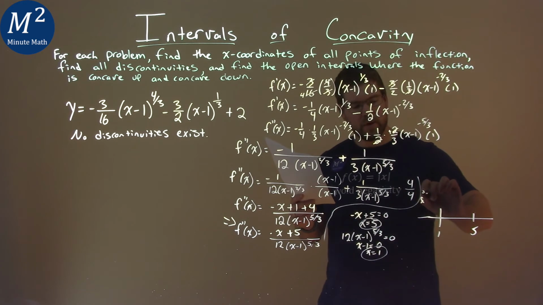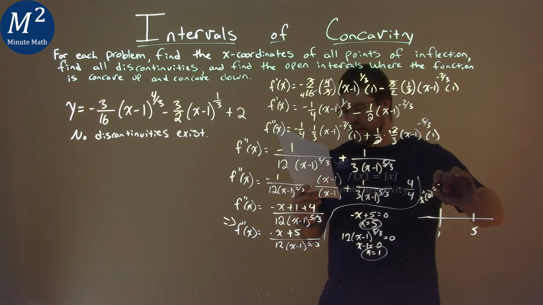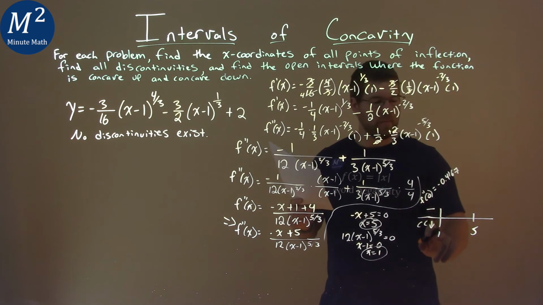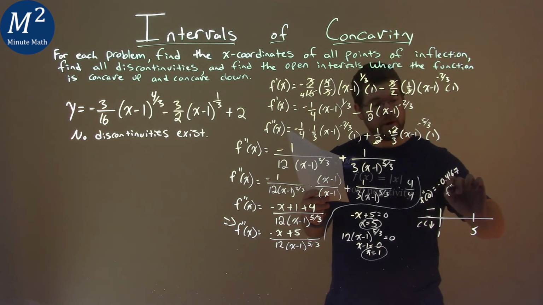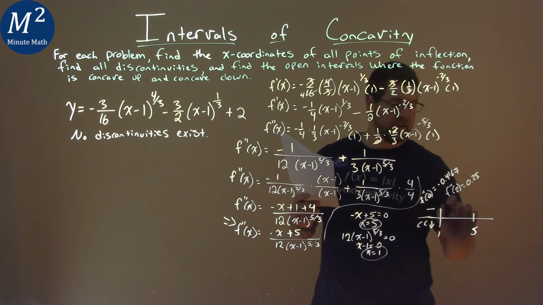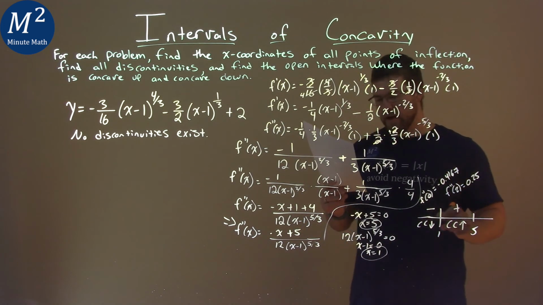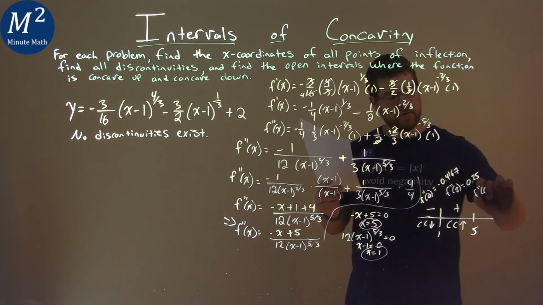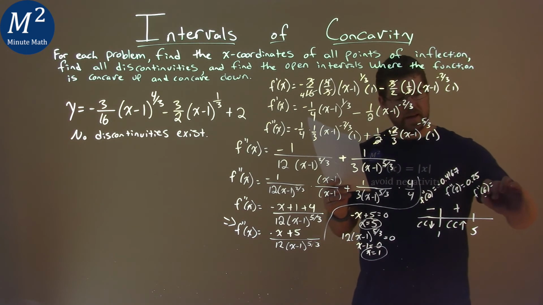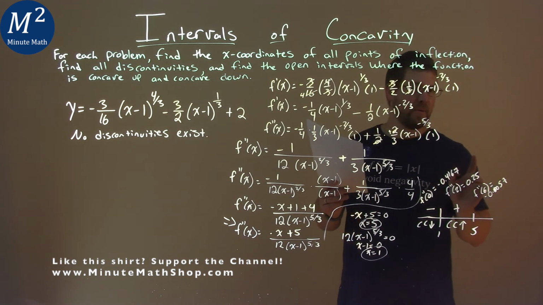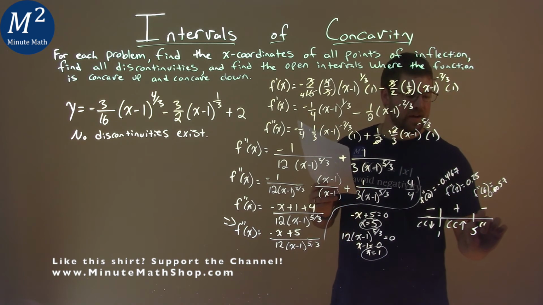So I found f double prime of 0, and that came out to be a negative 0.4167. It's negative, that's all I care about, meaning we're concave down here. Between 1 and 5, I picked 2, so f double prime of 2 came out to be 0.25. I just care that it's positive, and we're concave up here. Lastly, I pick a value bigger than 5, and I pick 6. f double prime of 6 came out to be a negative 0.0057. I don't care what it is, it's just negative, and it's concave down.